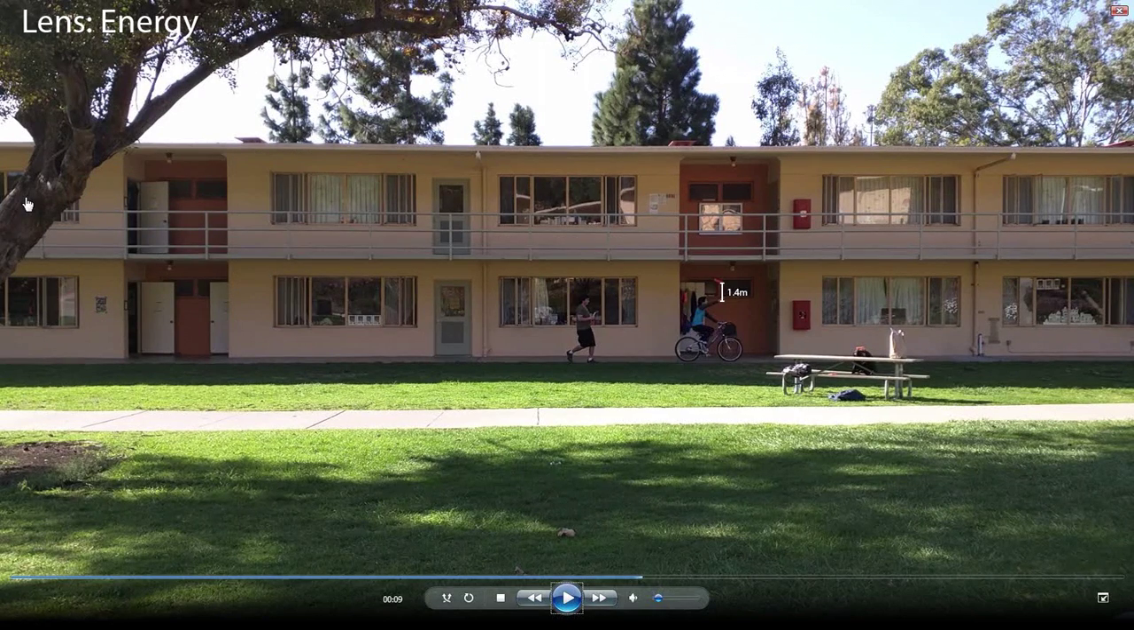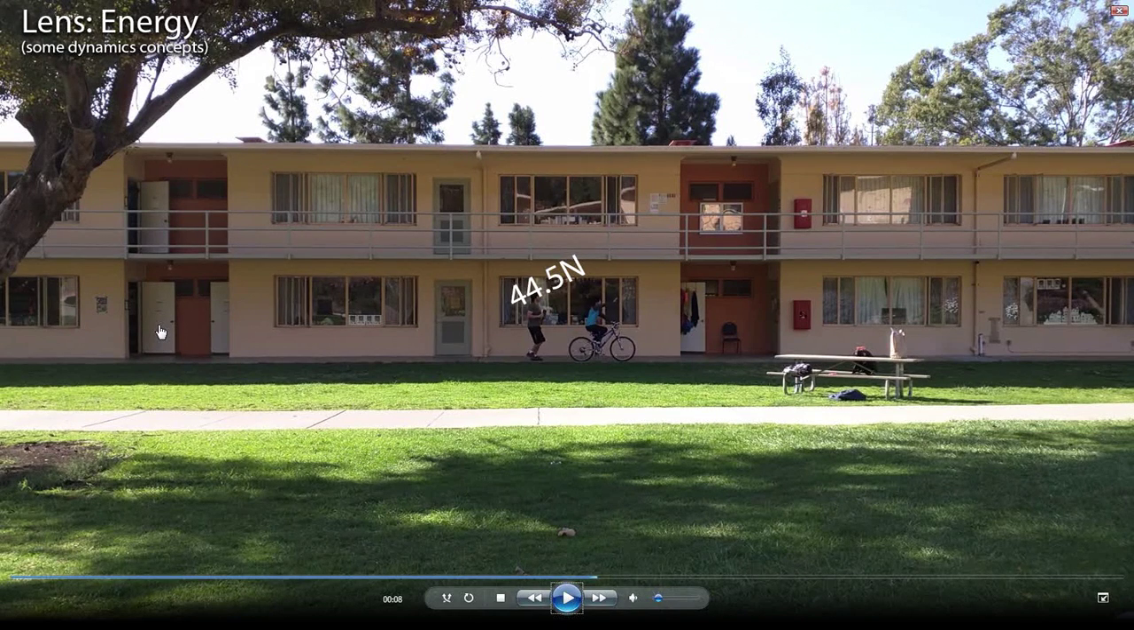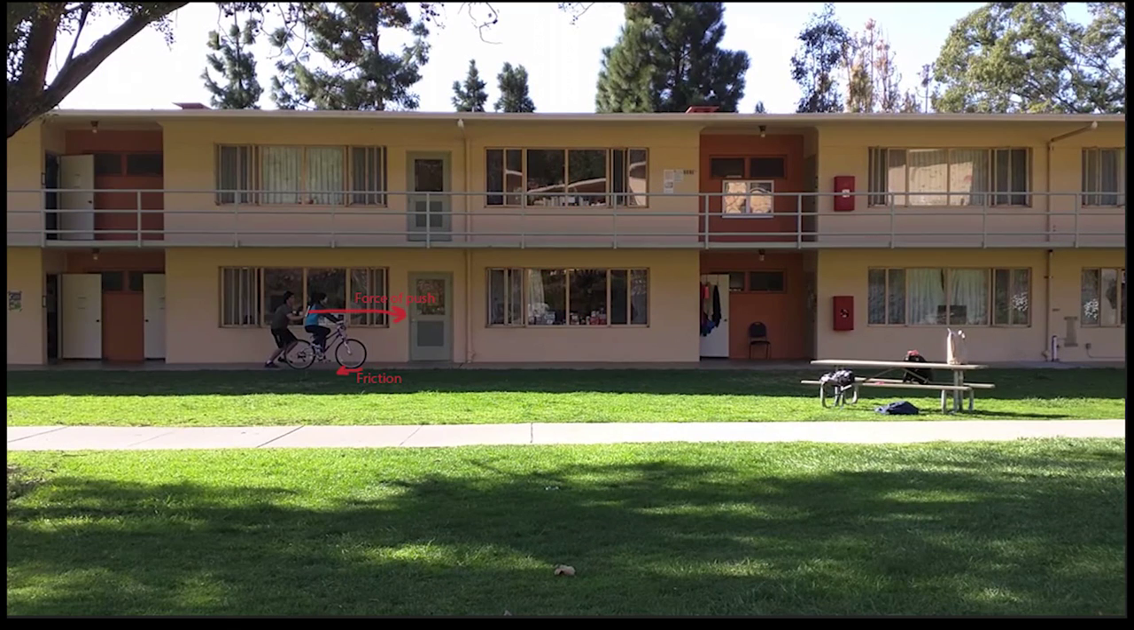We are going to use the energy and dynamics lens to find the coefficient of friction of the bike to the concrete. Now, the force that Derek pushed with was a constant 44.5 newtons, which we measured by using a scale. Derek pushes the scale, which pushes Ren on the bike. Now, there's also the force of friction going against Derek's pushing force.